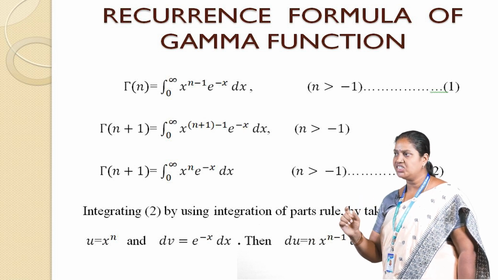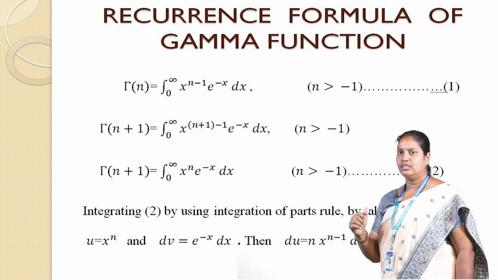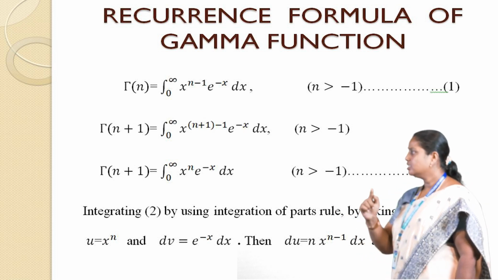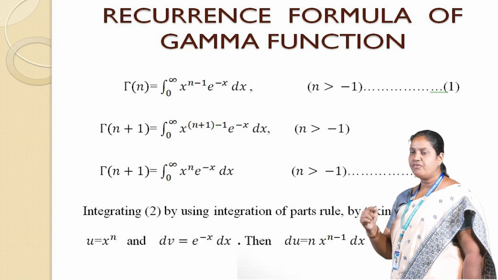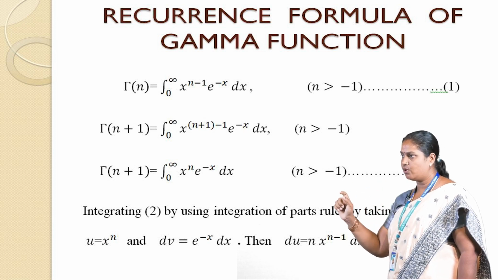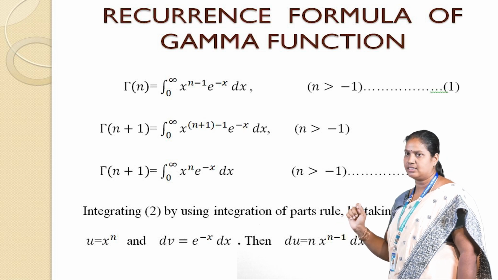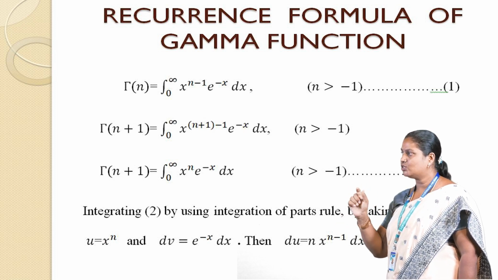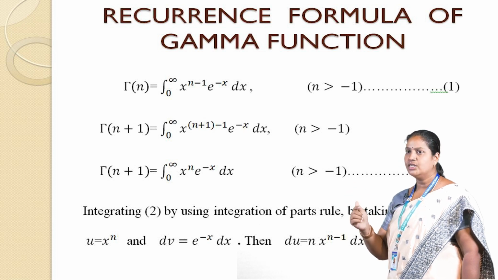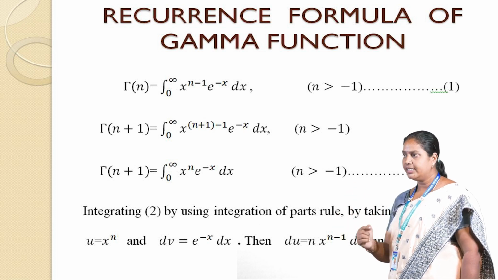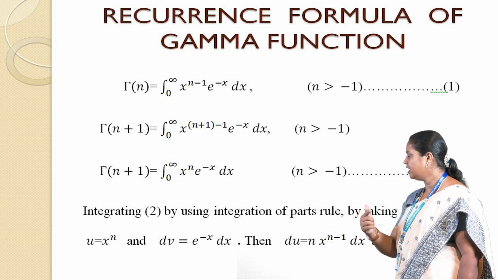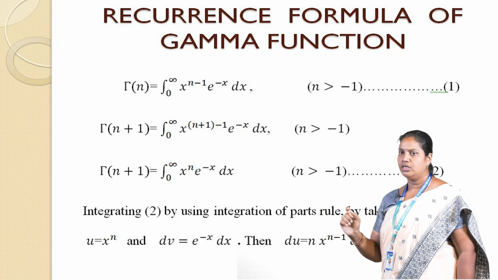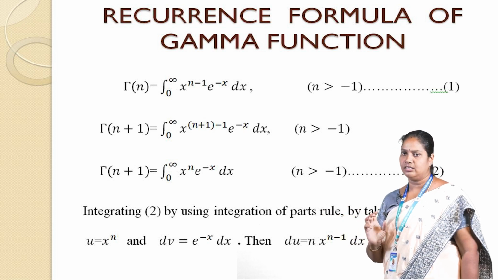Now if we change n as n plus 1, then we get gamma of n plus 1 equal to integral 0 to infinity x^(n+1-1) e^(-x) dx. Here the n plus 1 minus 1 becomes n, as the 1s get cancelled. So this integral becomes integral 0 to infinity x^n e^(-x) dx. Let us take this as equation number 2. Now we are going to solve this integral.